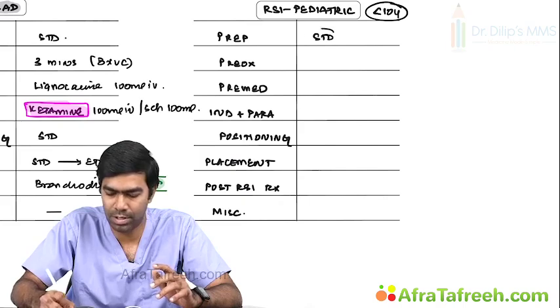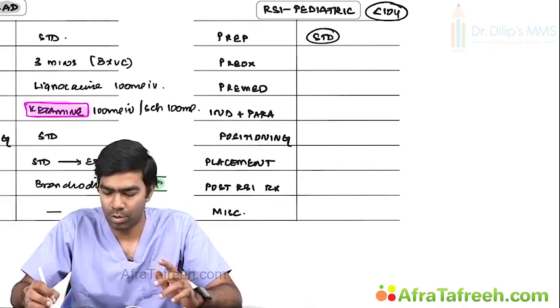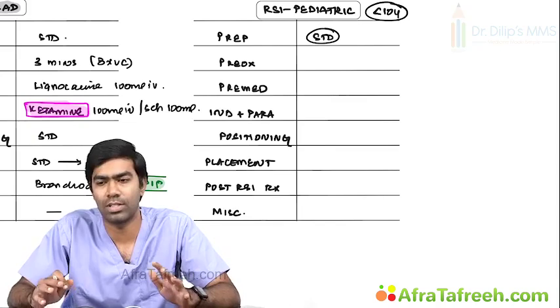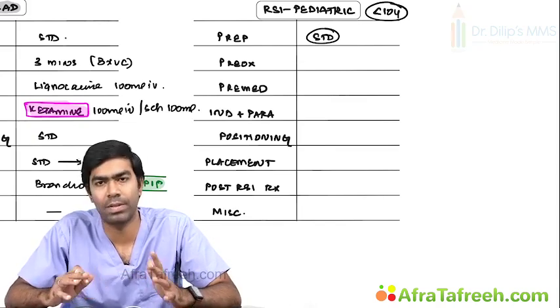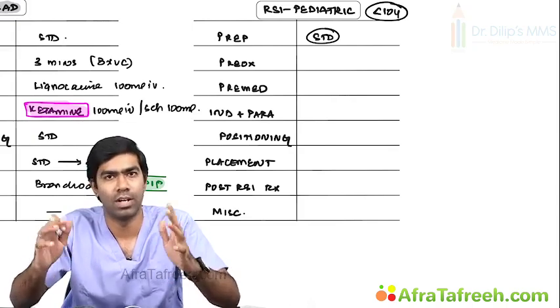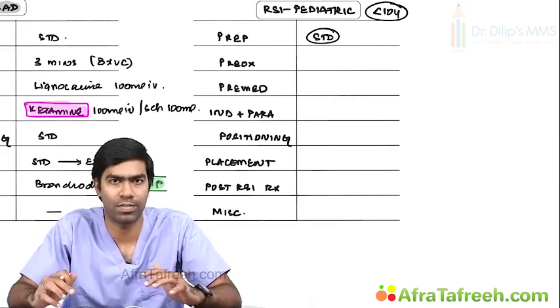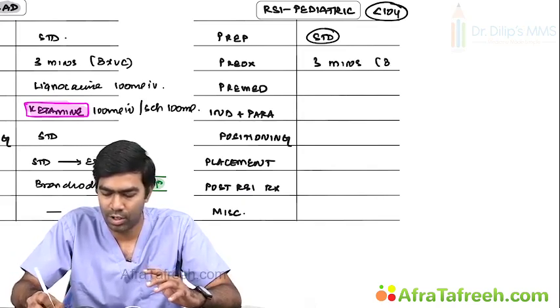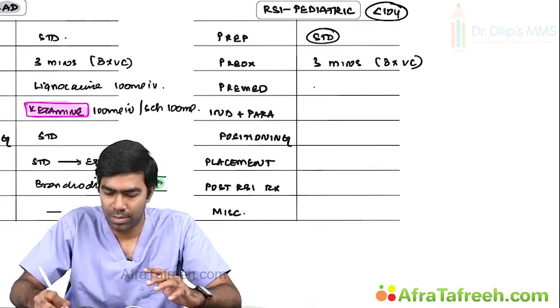Preparation, again a standard preparation. Remember, positioning wise, you don't need the standard sniffing position. You need not keep that. You just keep the pediatric patient's head without anything, and you have to ask the assistant to hold their head because of the large floppy heads. We have discussed that in the previous video itself. So pre-oxygenation, again 3 minutes standard or 8 vital capacity breaths.